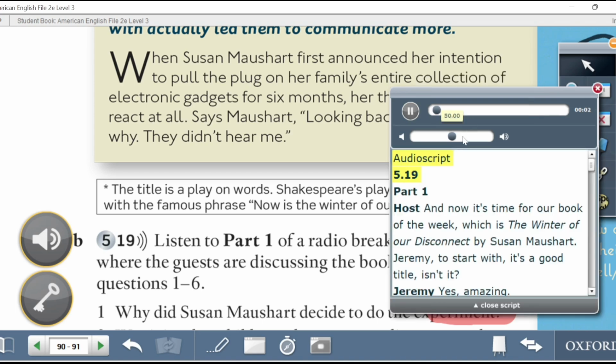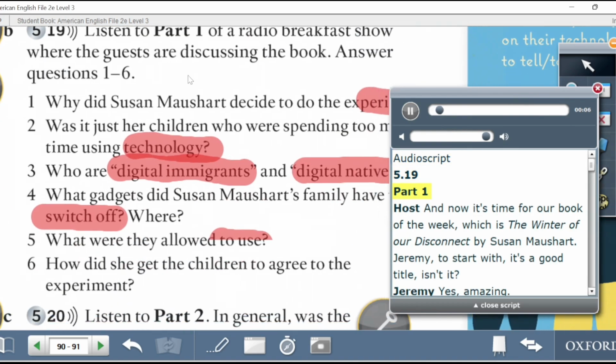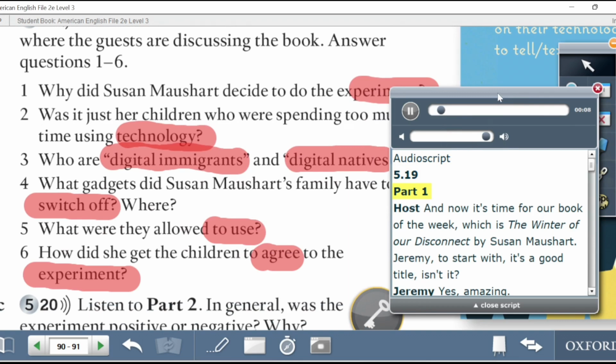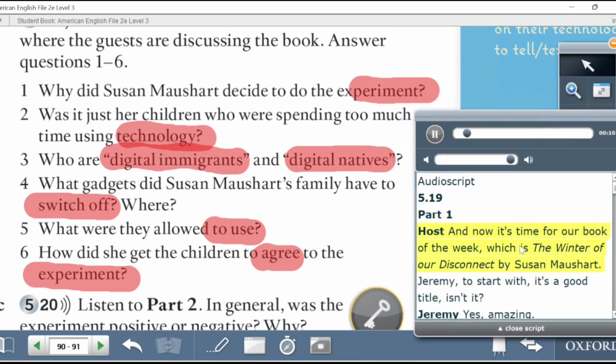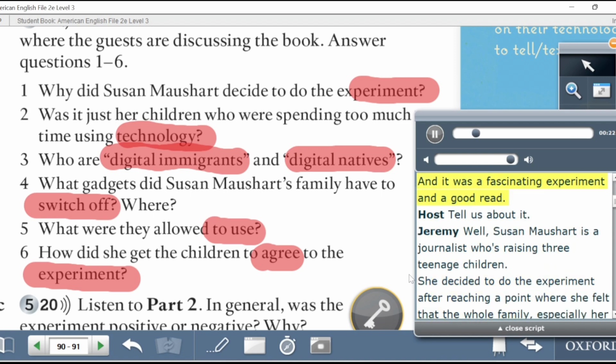5.19 Part 1. And now it's time for our book of the week, which is The Winter of Our Disconnect by Susan Maushart. Jeremy, to start with, it's a good title, isn't it? Yes, amazing. And it was a fascinating experiment and a good read.